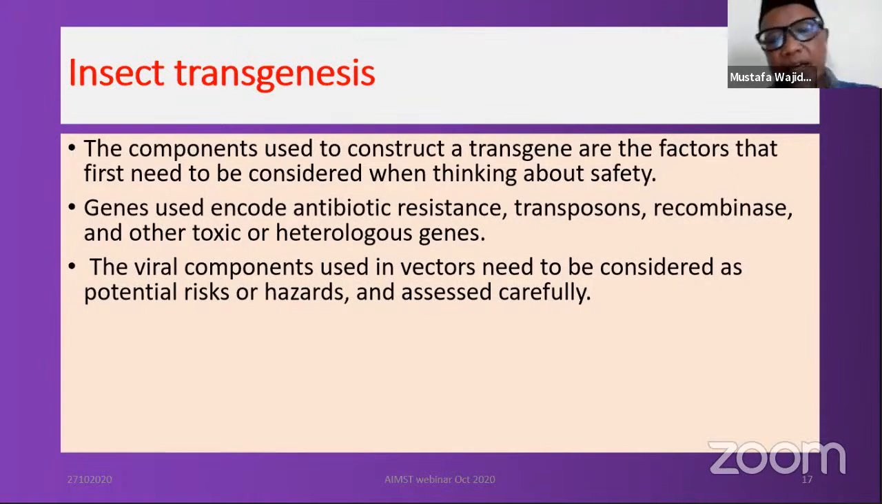One of the worries is that the construct of a transgene is composed of different genes, and some of them encode, for example, antibiotic resistance, transposase, which allows genes to jump from one site to another in an organism, or other toxic genes, for example. And of course, sometimes they have viral components of this gene constructs. And because of that, people are worried, and the risk assessment has to be done carefully in order to make whatever is being generated safe, especially in case of unintended release.